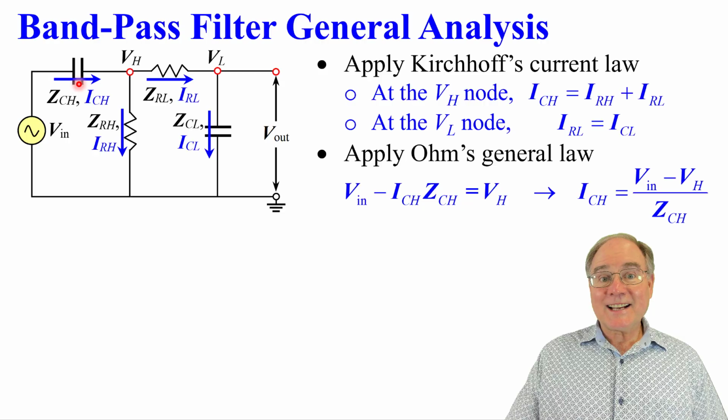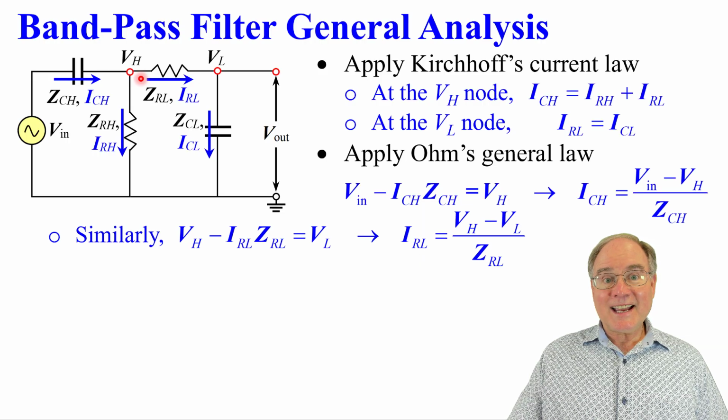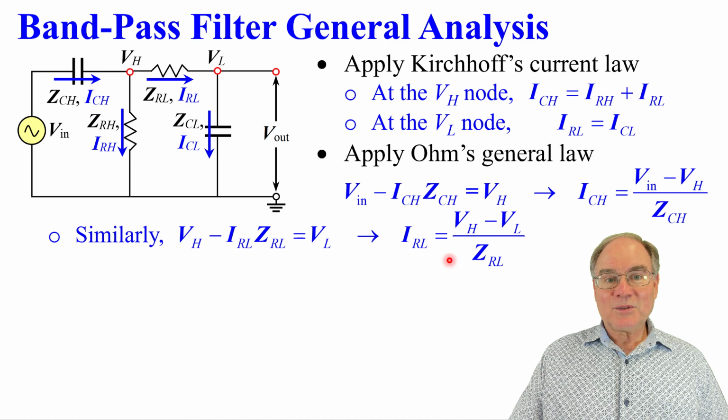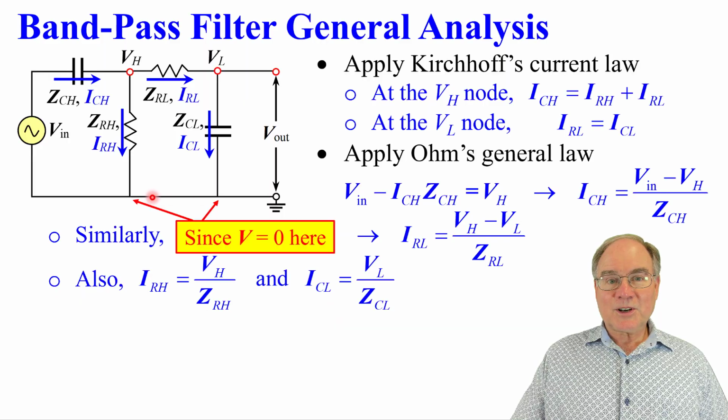Vin minus ICH ZCH must equal VH, and we solve for ICH. Similarly, VH minus IRL ZRL equals VL, which yields this equation for IRL. Ohm's law here also gives us this expression for IRH, and here for ICL, where we used our ground knowing that V is 0 here.